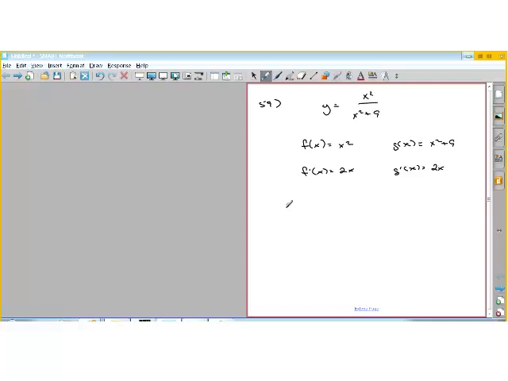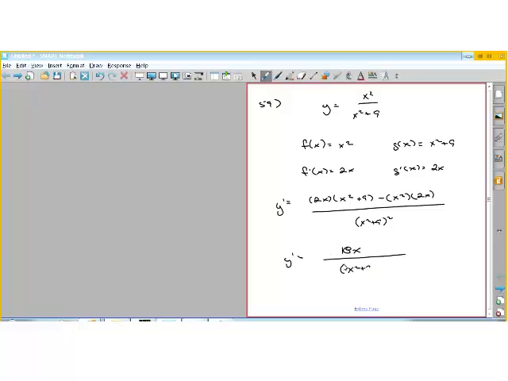The derivative using the quotient rule is we multiply these two together: 2x times x squared plus 9 minus x squared times 2x, all divided by x squared plus 9 quantity squared. So we square that, and you can see what will happen is 2x times x squared is 2x cubed, and then you have minus 2x cubed. So the only thing that's left at the top is 18x, and that's all divided by x squared plus 9 squared. So that's the derivative.